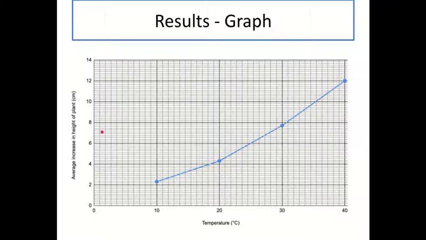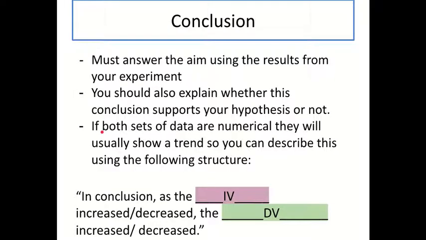And finally, the points were joined using a ruler. So now we're going to move on and look at our conclusion. The conclusion firstly must answer the aim. That's really important. So at this stage, you need to go back and look at your aim and make sure you're answering it here. It also has to answer it using the results from your experiment.